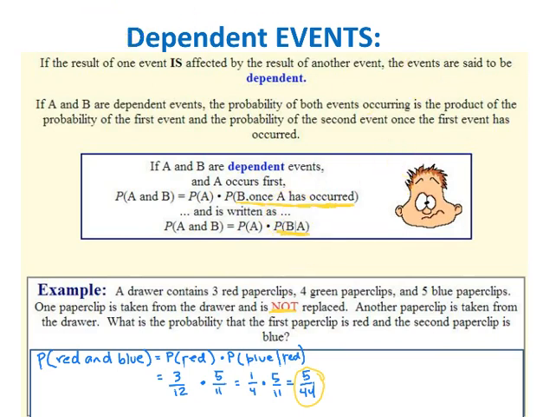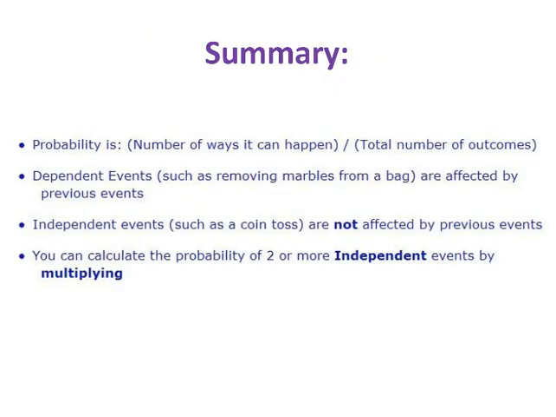So let's summarize what we've talked about so far. I'm going to go on to the next slide, so if you need more time, go ahead and click pause. Summary: probability in a nutshell is the number of ways something can happen divided by the total number of outcomes. That's the most generic way we can summarize what probability is. But now when we start talking about more specific types of probability, we can say that dependent events, such as when you take something out of a bag and hold on to it, you're not replacing it. Dependent events are affected by the previous events.